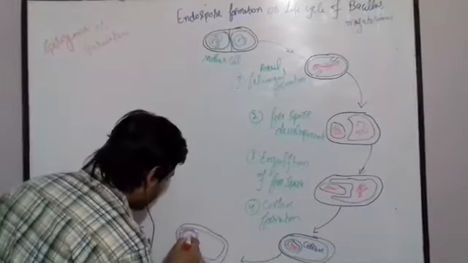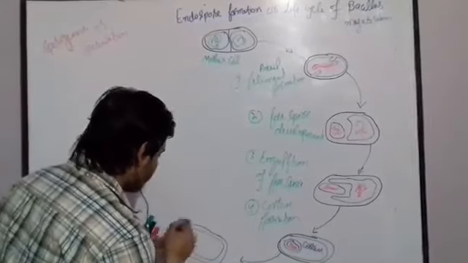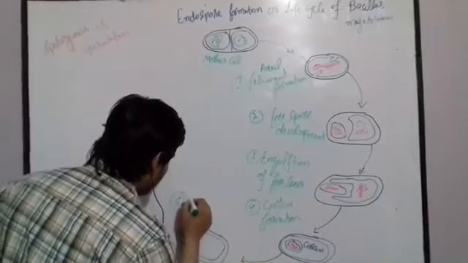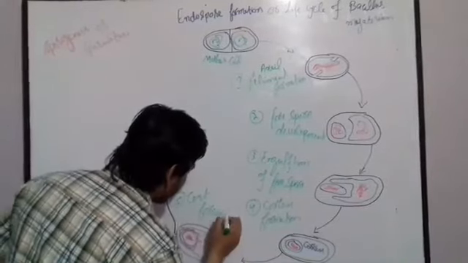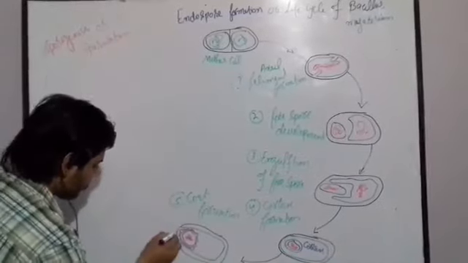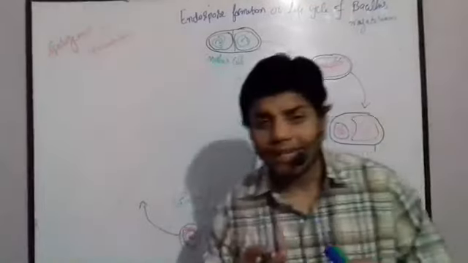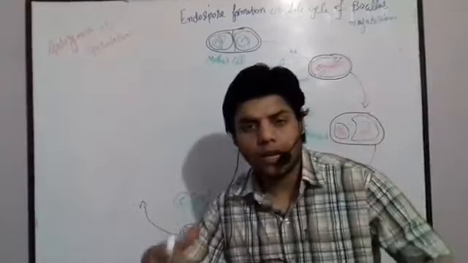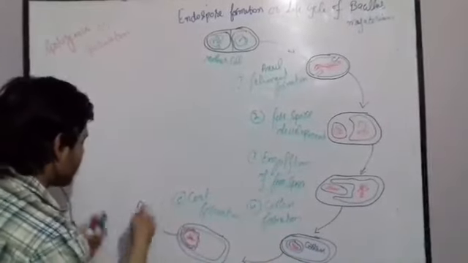So we get the protein coat. Let me write, this is the fifth step. In the fifth step, we get coat formation. Now in the next step, what actually happens? We get another layer around this coat, around this protein coat, which we call the exosporium. So let me draw again the Bacillus megaterium.